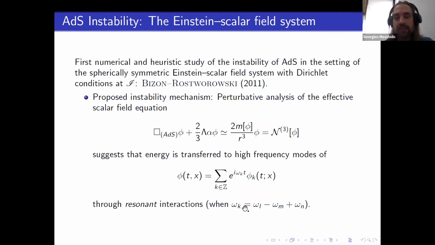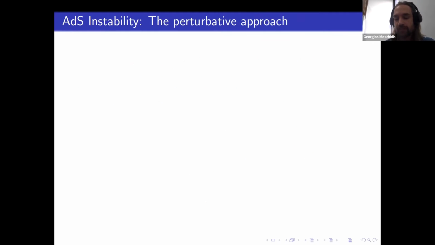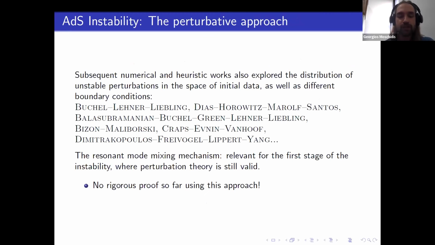And when this is the case, then what happens is that the kth mode, if we look at the equation for the kth mode, the contribution of the L, M, and N modes into the right-hand side produces a non-oscillating factor. And therefore, this has the effect of slowly driving energy from lower frequency modes into higher frequency modes. So this was the perturbative picture discovered by Bizon and Rostworowski, and they suggested that this resonant mode mixing mechanism is what drives the system to eventually collapse into a black hole.